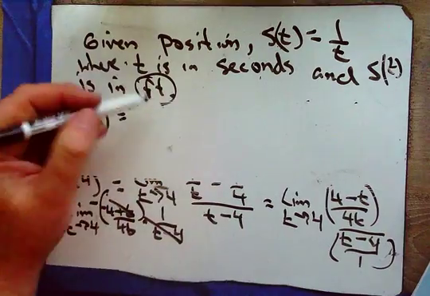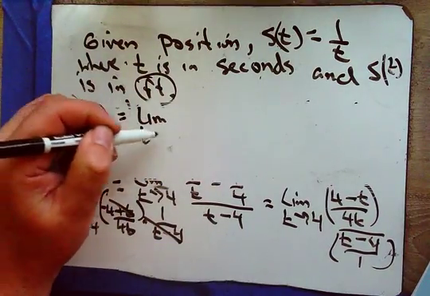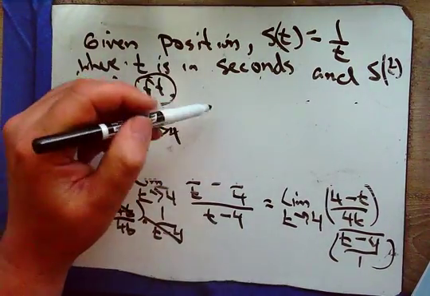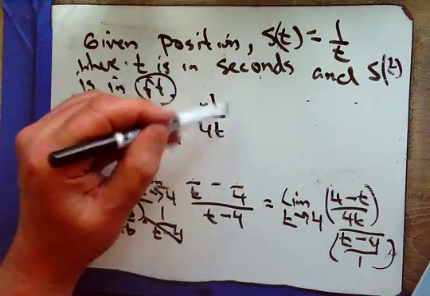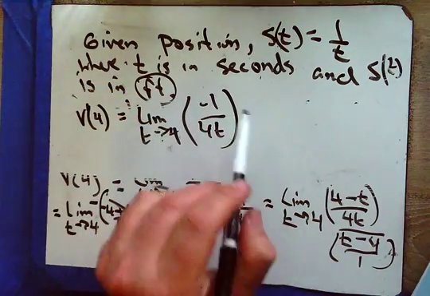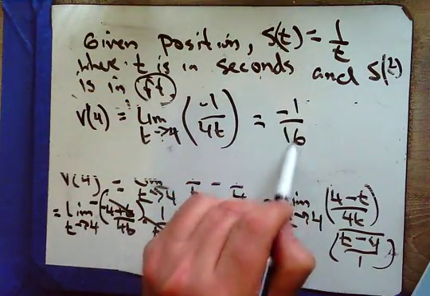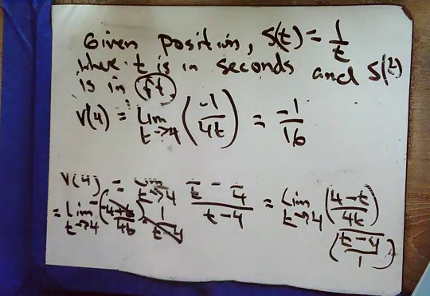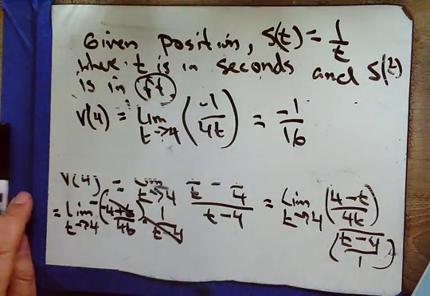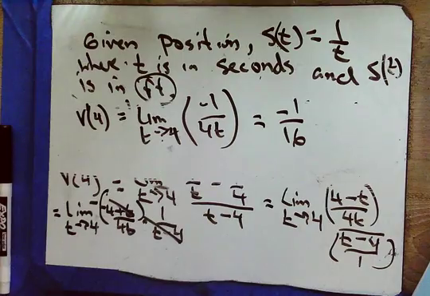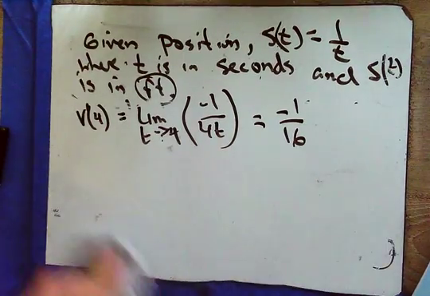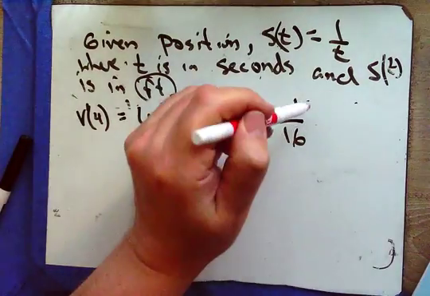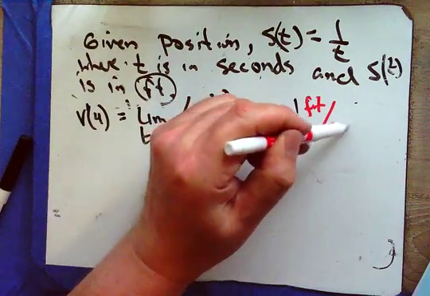It's the limit. That's what's missing. The limit as t heads to 4 of negative 1 over 4t. And now I can do my direct substitution and get negative 1 over 16. So velocity at time equals 4 is negative 1 over 16, and the units are feet per second.